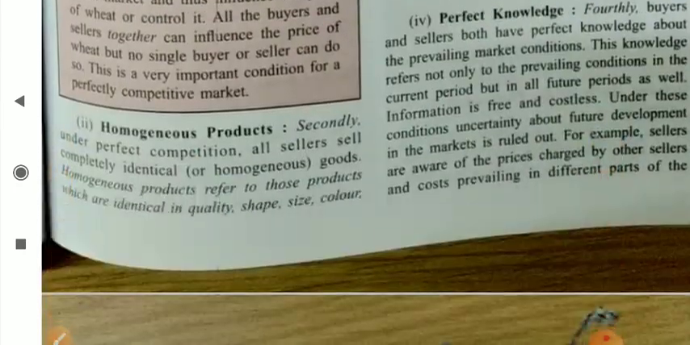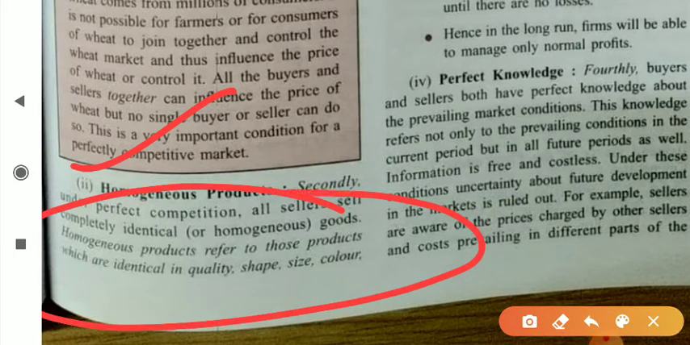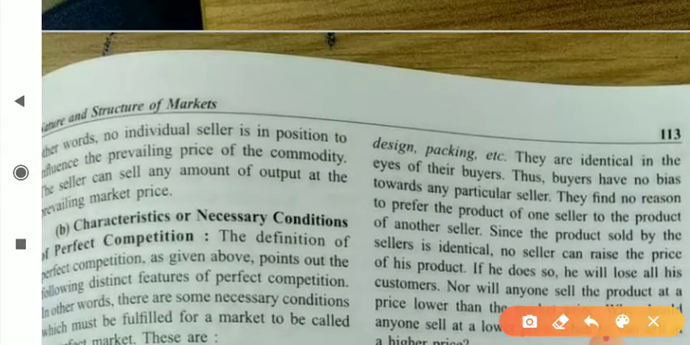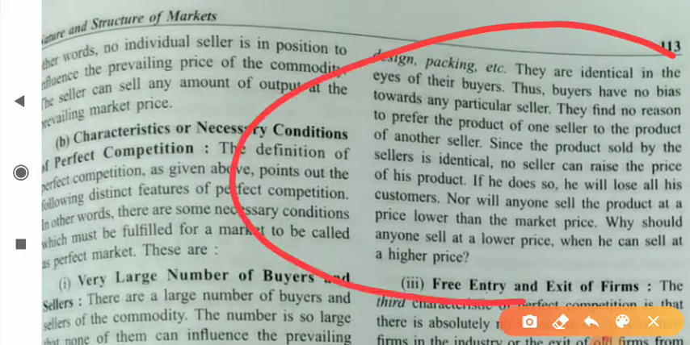Now move to our second point, which is homogeneous product. Dear student, homogeneous product means products which are identical in nature, so that's why it is known as homogeneous product. Homogeneous product refers to those products which are identical in quality, shape, size, color, design, package, etc. So they are identical in the eyes of their buyers. Thus, buyers have no bias towards any particular seller. They find no reason to prefer the product of one seller to the product of another seller.